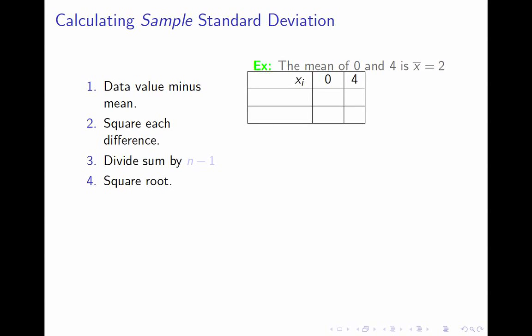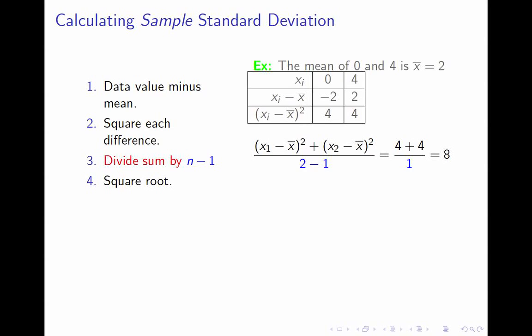Here we go. We start with 0 and 4. As before, we subtract the mean. 0 minus 2 is negative 2. 4 minus 2 is 2. As before, we square those two numbers. Negative 2 squared is 4. 2 squared is 4. But now, instead of averaging them, we add them to get 8 and divide not by n, which is 2, the number of data points, but by n minus 1. 4 plus 4 divided by 1 is 8.